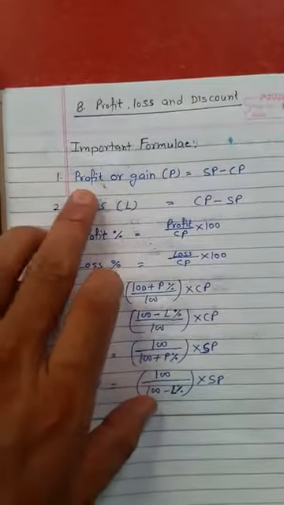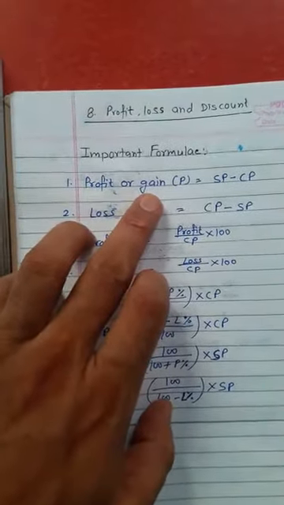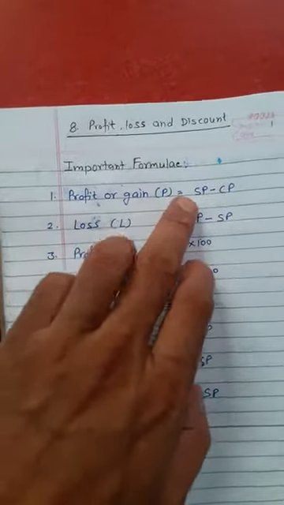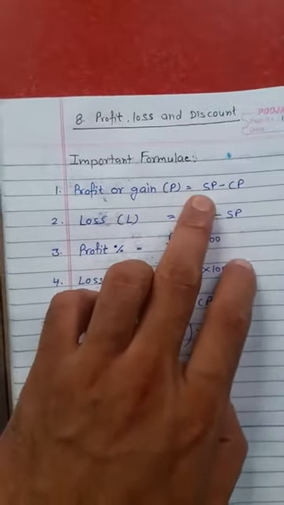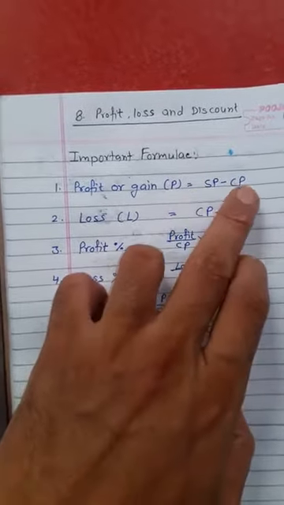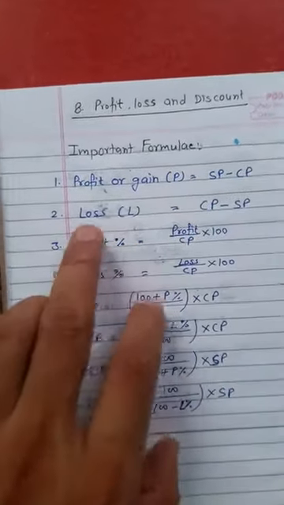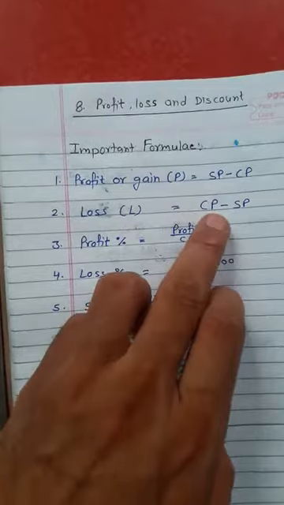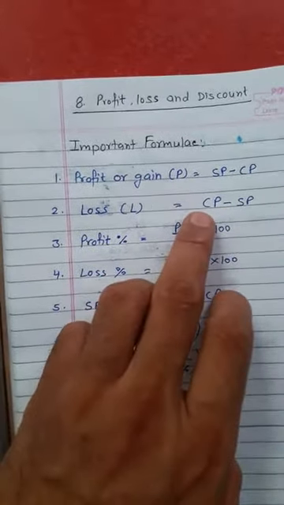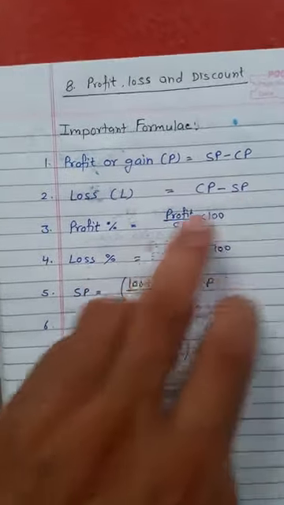Number 1 formula, profit or gain. These two things are the same. Profit is equal to SP minus CP. SP is selling price and CP is cost price. Loss is equal to CP minus SP, that is cost price minus selling price.